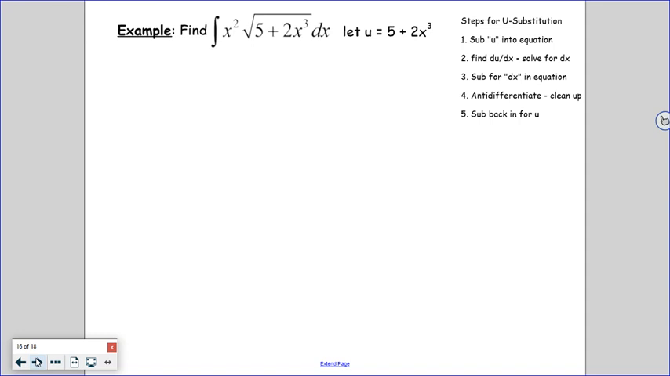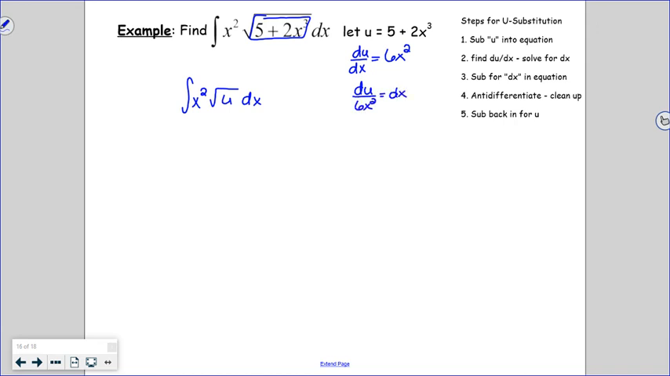Okay, let's follow our steps here. Job 1, insert in u, which would be for this entire function inside our radical. Go over to u and take the derivative of both sides. Okay, well, the derivative of 5 plus 2x cubed is going to be 6x squared. Derivative of 5, 0, right? And solve for dx. Come back over here and replace dx with du over 6x squared.